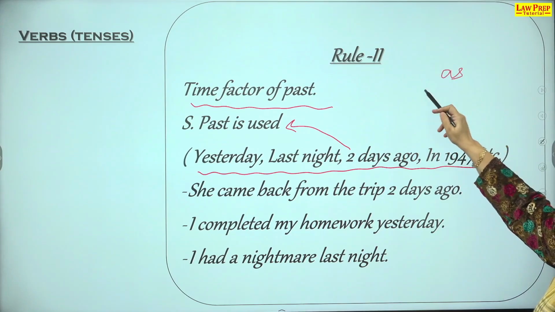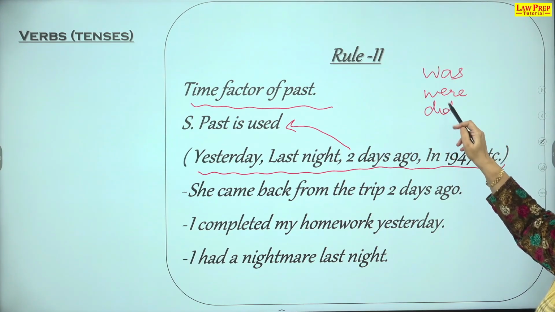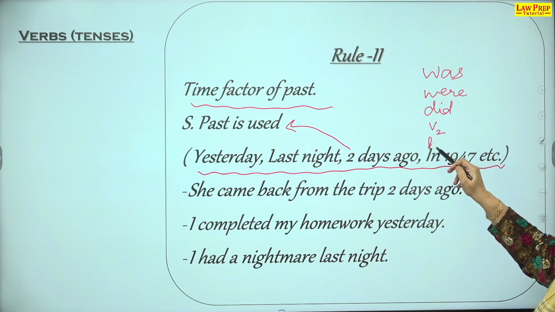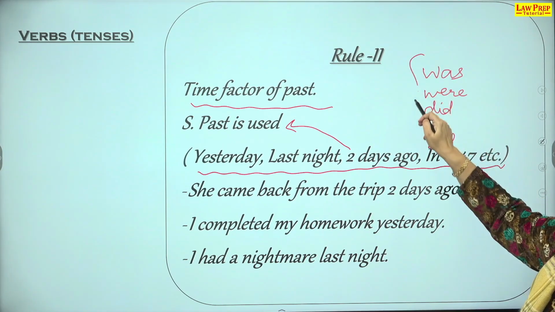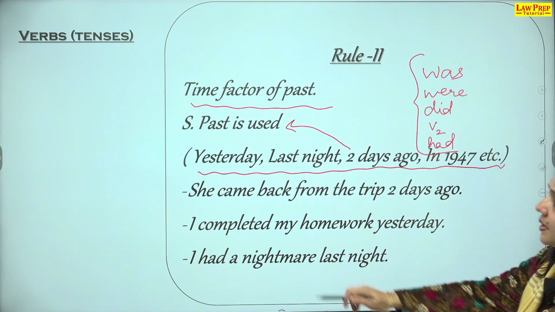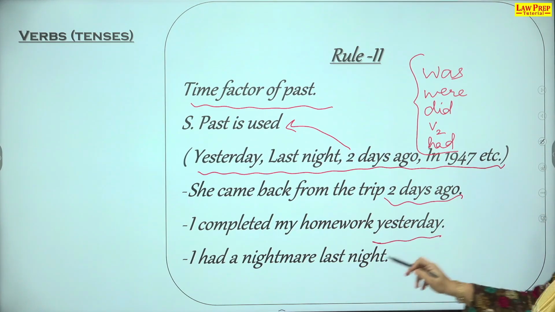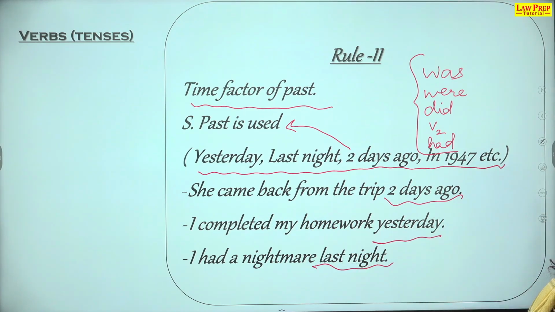आपने देखा था अभी कि सिंपल पास्ट टेंस बनाने का मेथड है: was, were, did, we too, had. ठीक है, ये सिंपल पास्ट टेंस से बनाए जाते हैं. Now you can see here, सबसे पहले तो हमारा टाइम फैक्टर देखिए और इनके साथ सिंपल पास्ट टेंस लगाया है. She came back from the trip 2 days ago. I completed my homework yesterday. I had a nightmare last night.